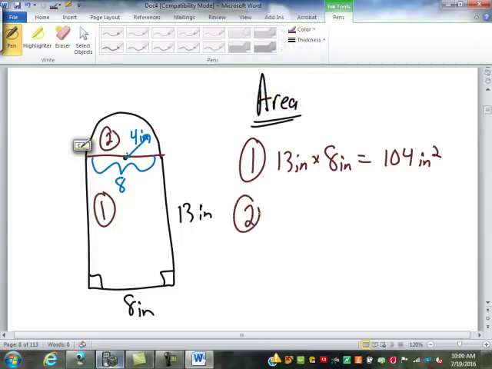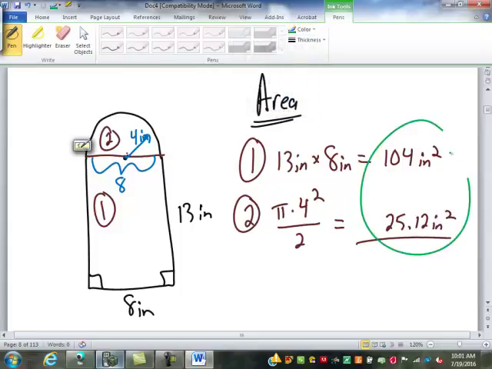So for piece 2 there, my area is pi times 4 squared, but divided by 2. Why is it divided by 2? Because it's only half a circle. So does that come to be 25.12 inches squared? I add those up to get 129.12 inches squared is my area.